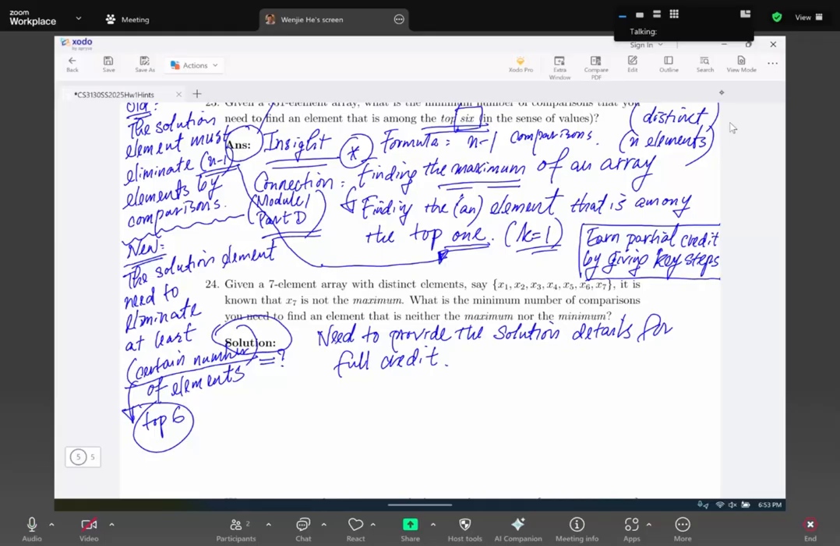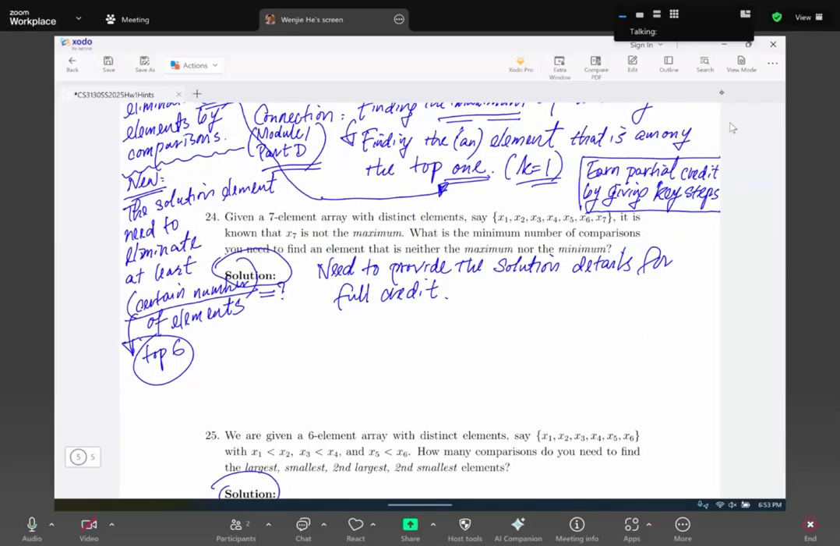All right. So other than that, let me talk about the hints here. Hints in this question. All right.